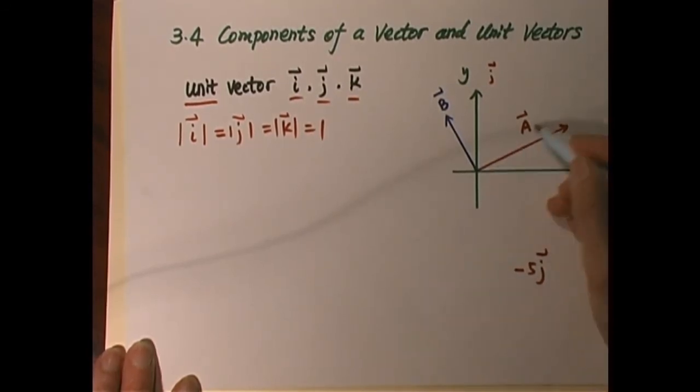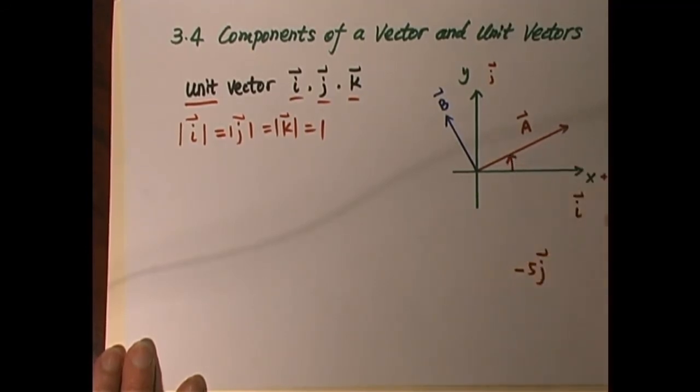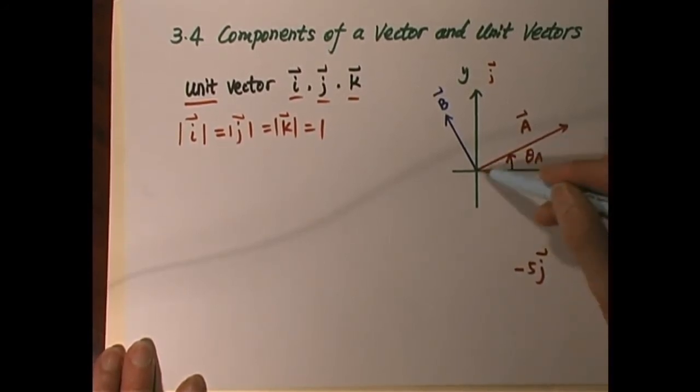For example, look at this vector a. This vector a has an angle. We can either give a number or we can just name it theta of a. So this is a vector given as a variable, a magnitude and an angle. This looks like plane polar coordinates. So how do we describe this vector mathematically?